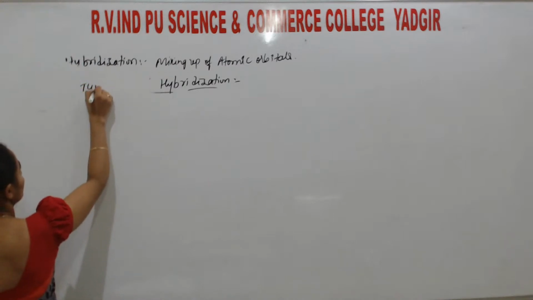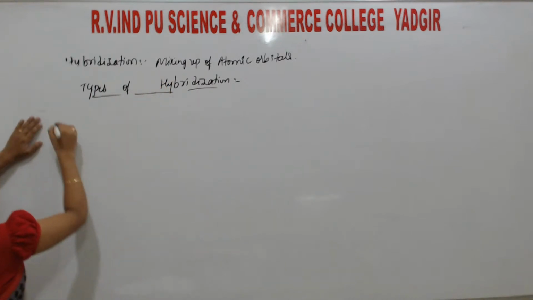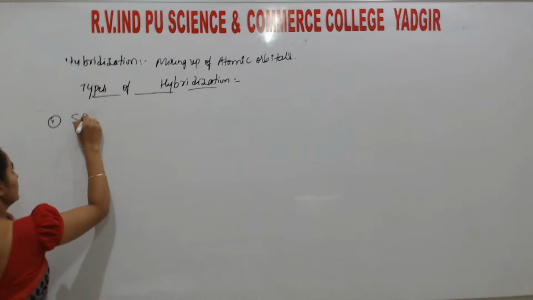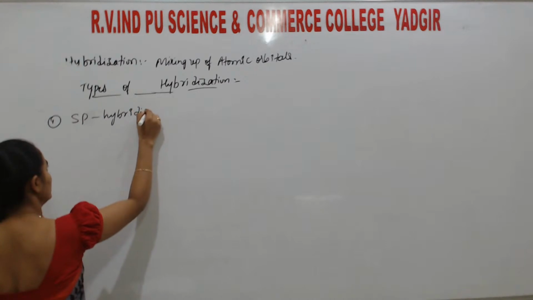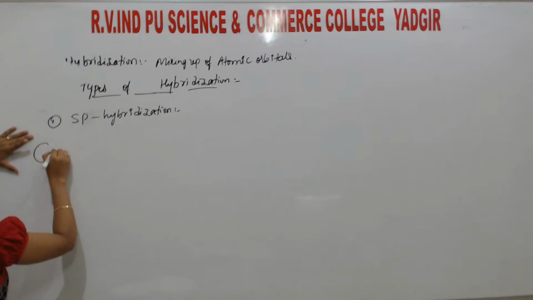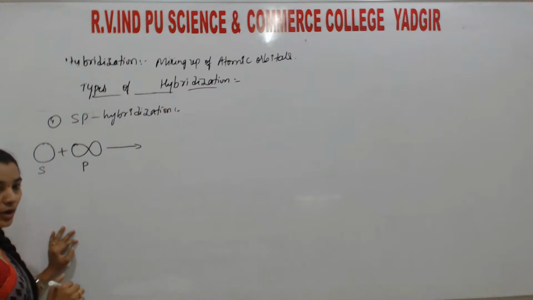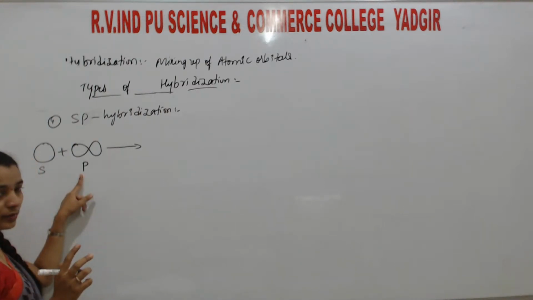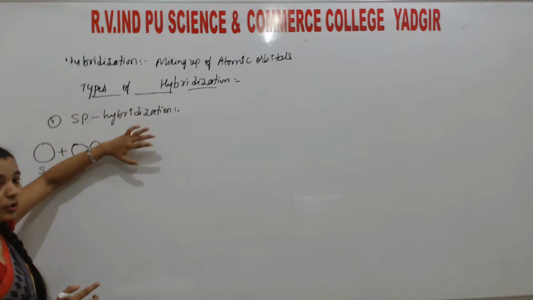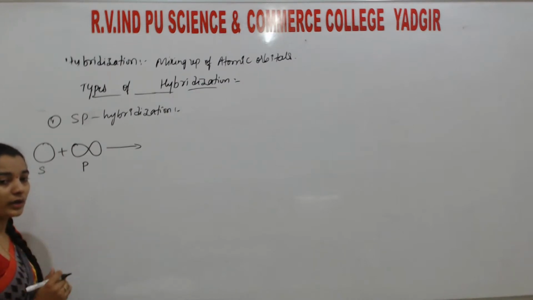Next one is types of hybridization. Okay, so students, the first one is sp hybridization. So I write here, one s orbital, one p orbital mix up with each other. This is s orbital, p orbital. Form two sp hybrid orbitals because, as I told you, the number of atomic orbitals involved in mixing is equal to the total number of hybrid orbitals formed. One s has one p, means 1 plus 1, 2. Two atomic orbitals are involved in hybridization.